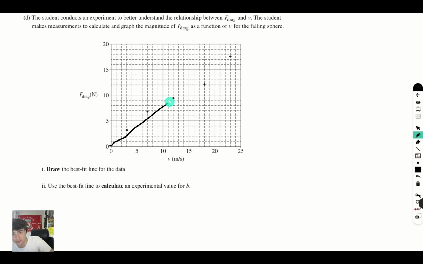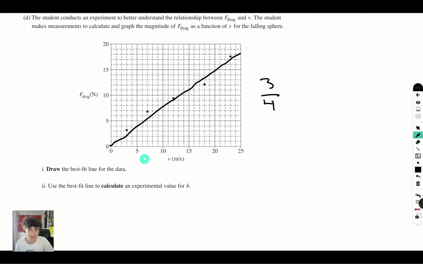Here's a rough best fit line. You're going to want to use a ruler or straight edge when you do this on an official exam, but this is decent. As we can see here, the slope is somewhere around 3/4. We're going to say that the slope is 3/4. And here we have Fdrag, which is bv, and here we have v.